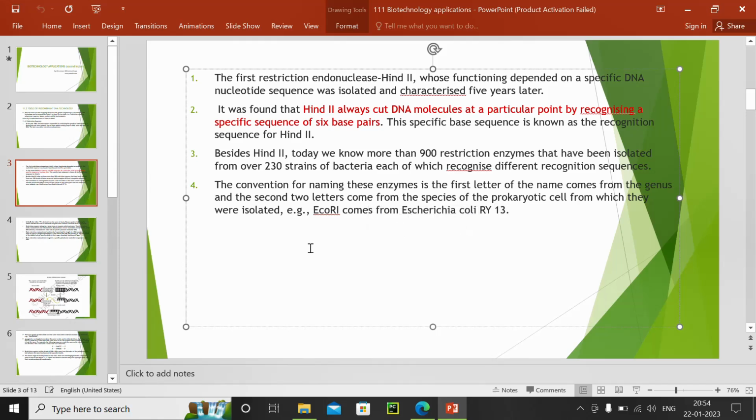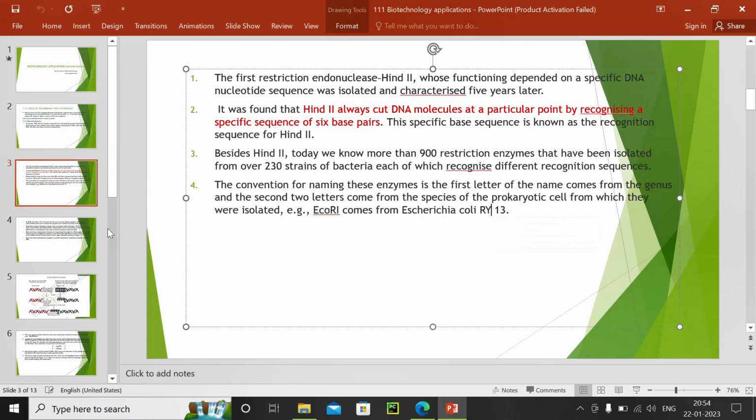So Escherichia coli R1 means Escherichia coli RY13. So how did it get nomenclated? E for Escherichia, Co means coli, R means RY13, and I means 1. So it got its name from its genus, species, where it got discovered, and its strain specific number RY13.